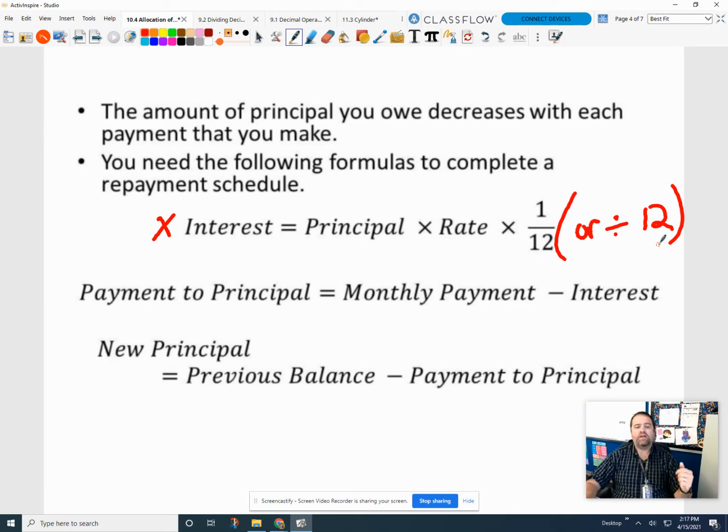All right, then to figure out how much goes to the principal, you take your monthly payment and subtract that interest amount. And then your new principal is going to be what you owed previously minus what you just paid to the principal. We're going to do two examples of this. You guys will see it's not that tedious. It's just little steps.